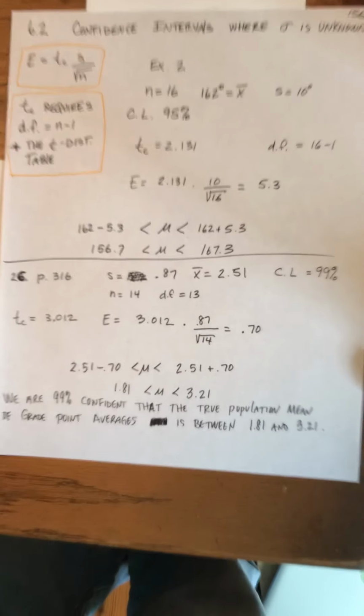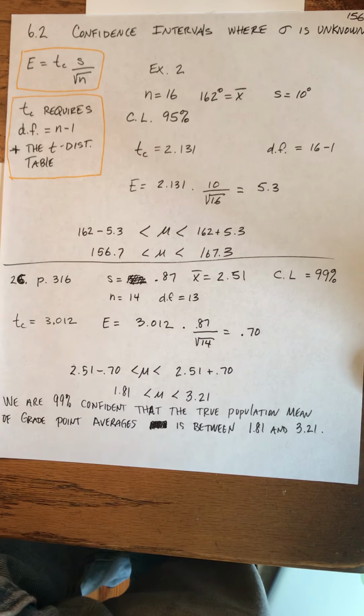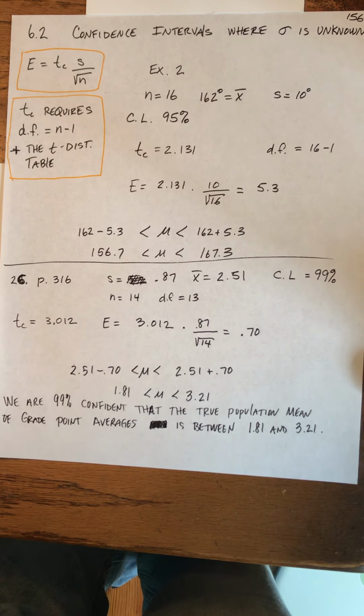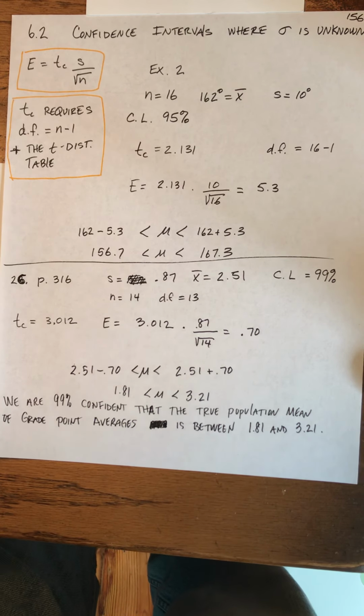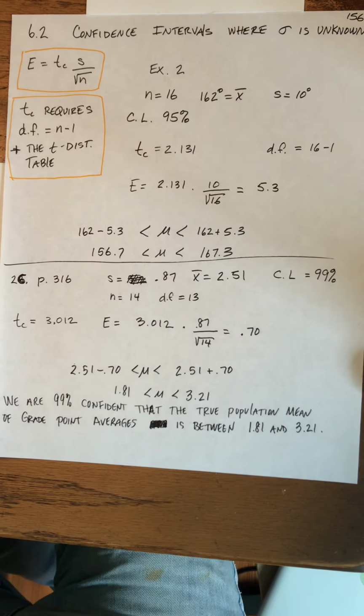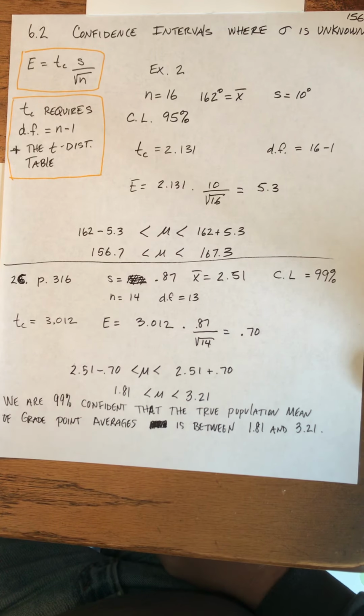I want to do a video on the next section, which is section 6.2 in your textbook. It's more confidence intervals, but these distributions are slightly different. And there are not as many examples or exercise problems to do in the homework. So it's important that you try the examples that are in the chapter.